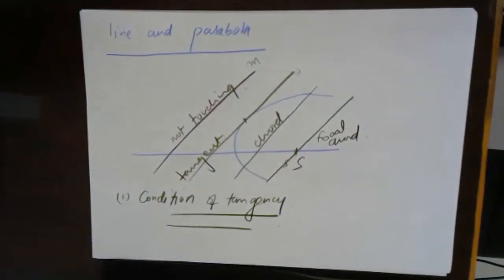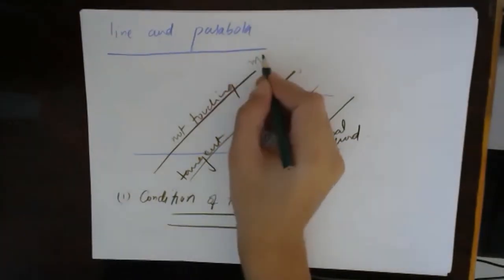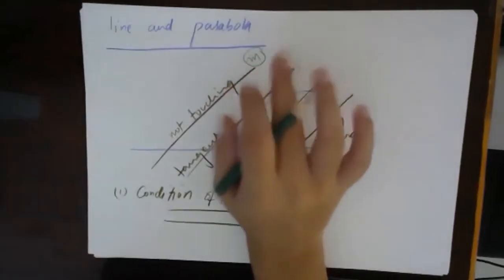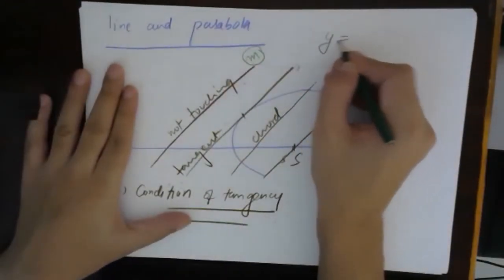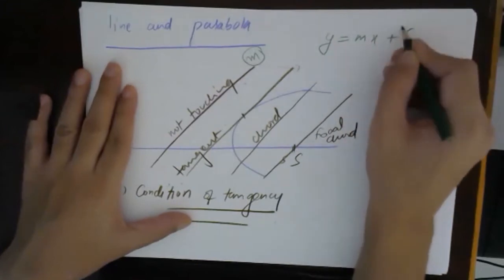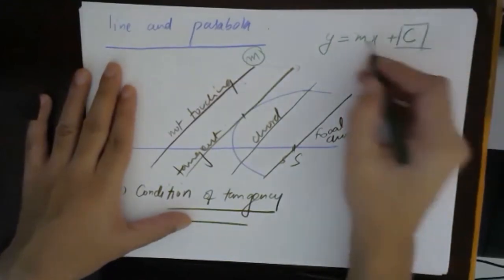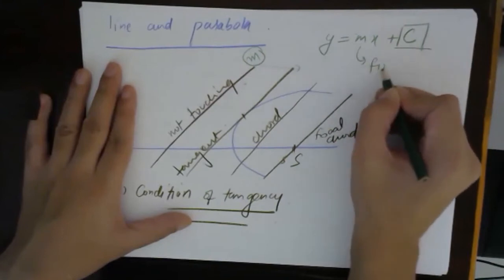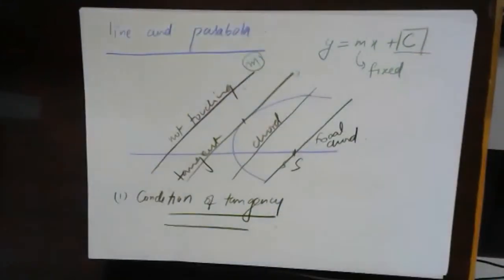Let's say this is a line of slope m, and they are saying when will this line become tangent to the parabola? At what condition does this line become the tangent to the parabola? Now already m is fixed. That means the line is of the form y is equals to mx plus c. Now this part is unknown to us. This m is already fixed. The only thing which is different is c.